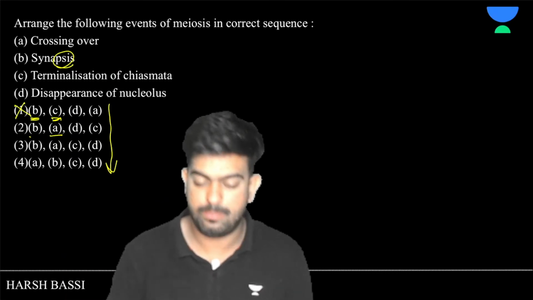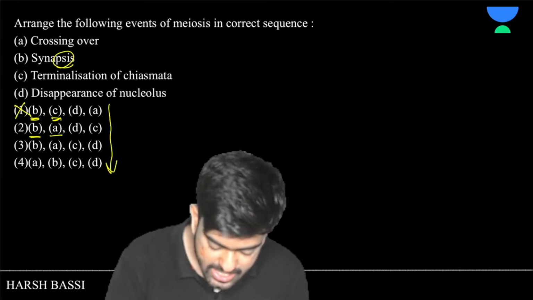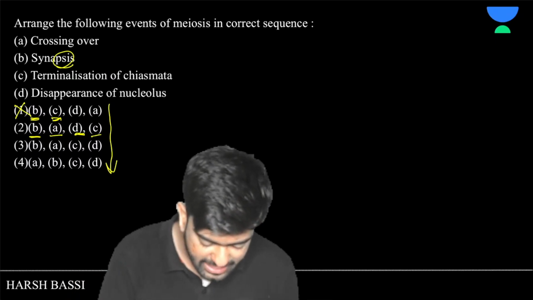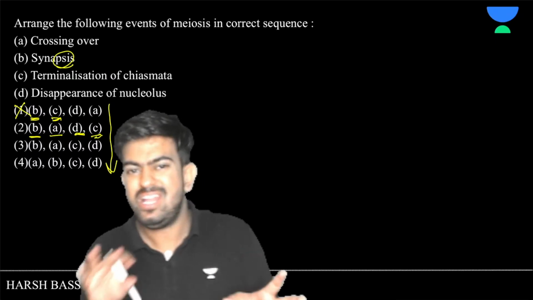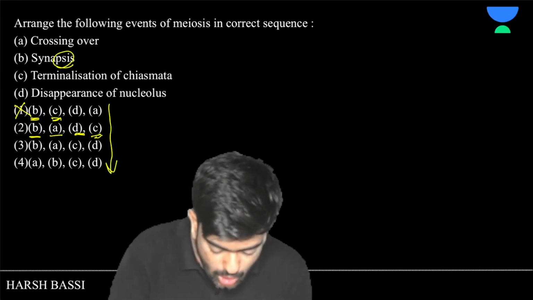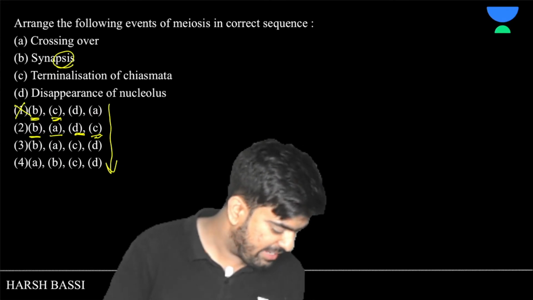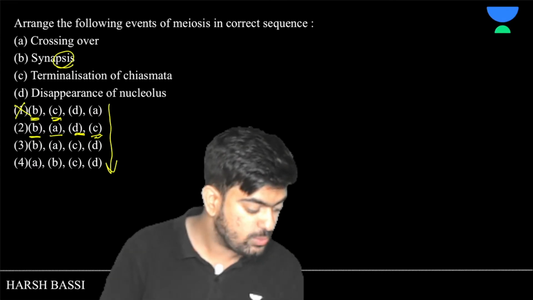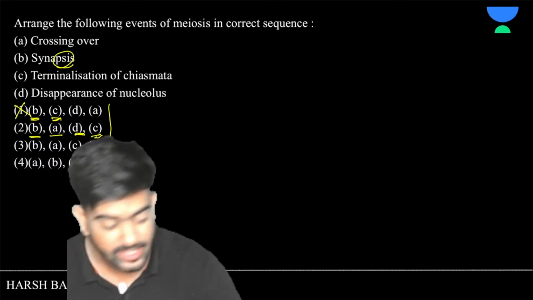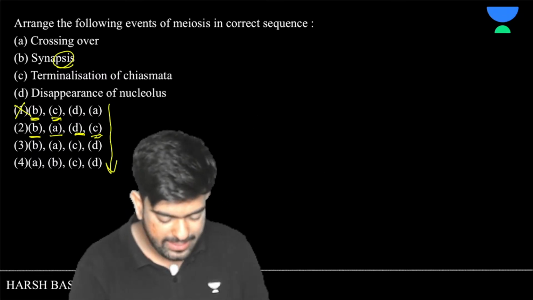Let's go with option number 2. Synapsis, and then A, crossing over. Okay, sir. After that, disappearance of nucleolus, and then we have option C. So, sir, does disappearance of nucleolus occur first, or does terminalization of chiasmata occur? Here we will have a confusion. So which is going to happen? Disappearance of nucleolus first or terminalization of chiasmata? Let me know in the comment section.